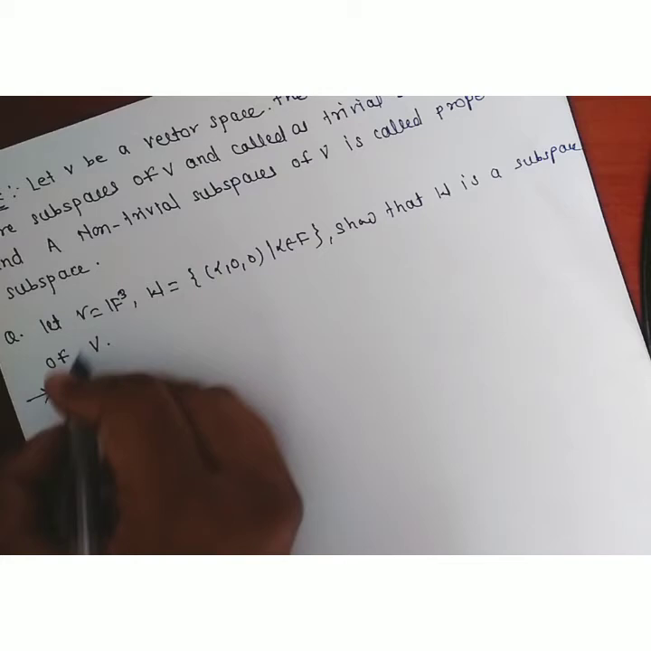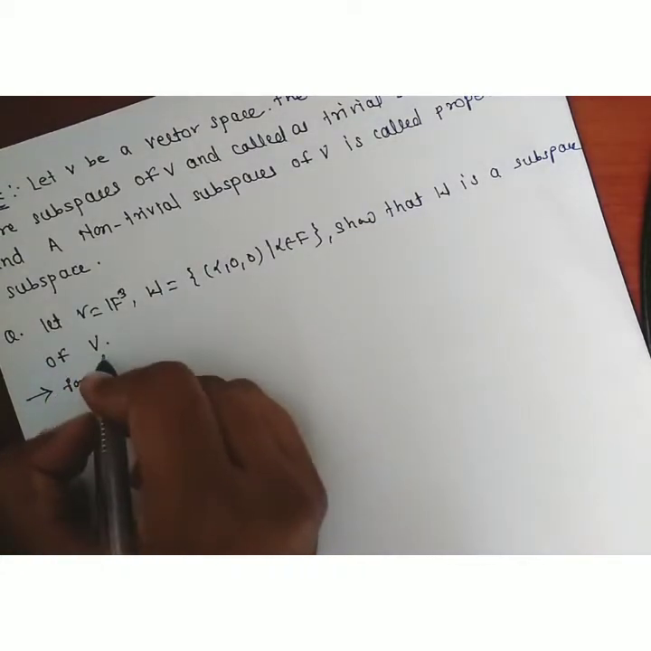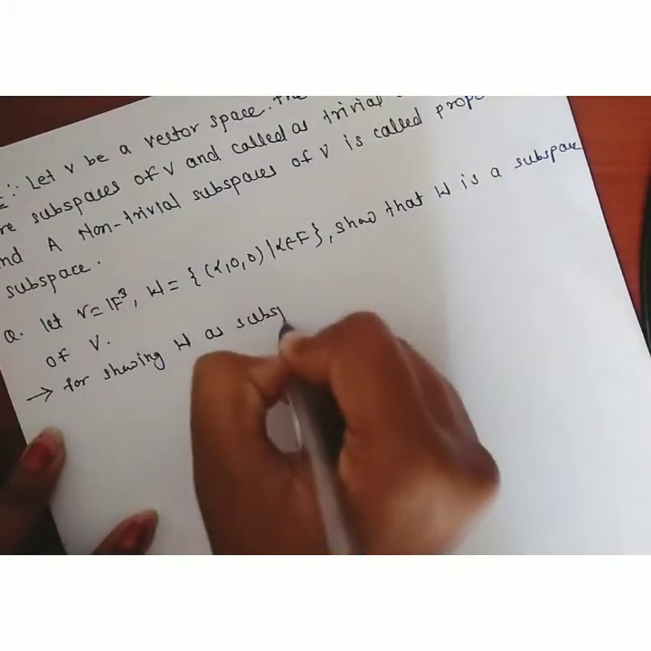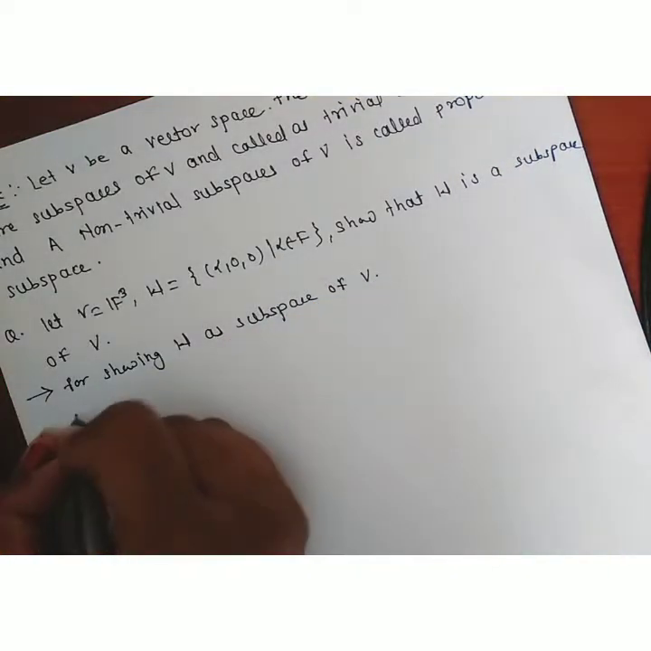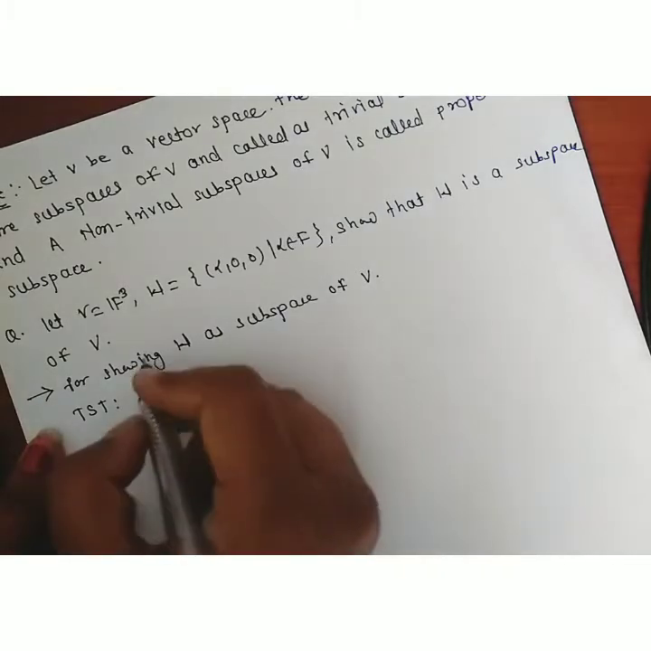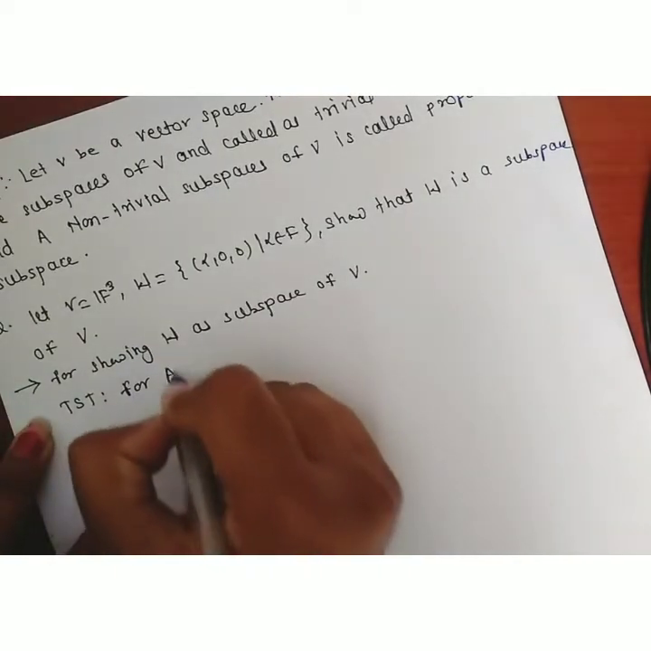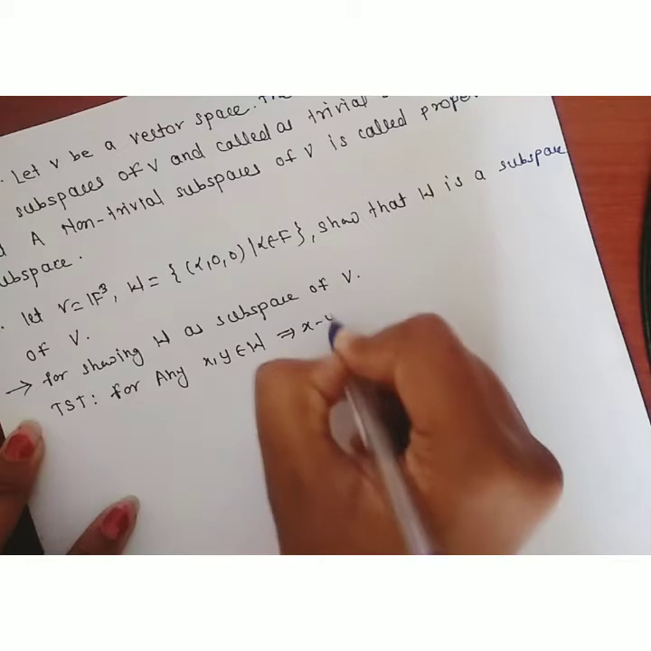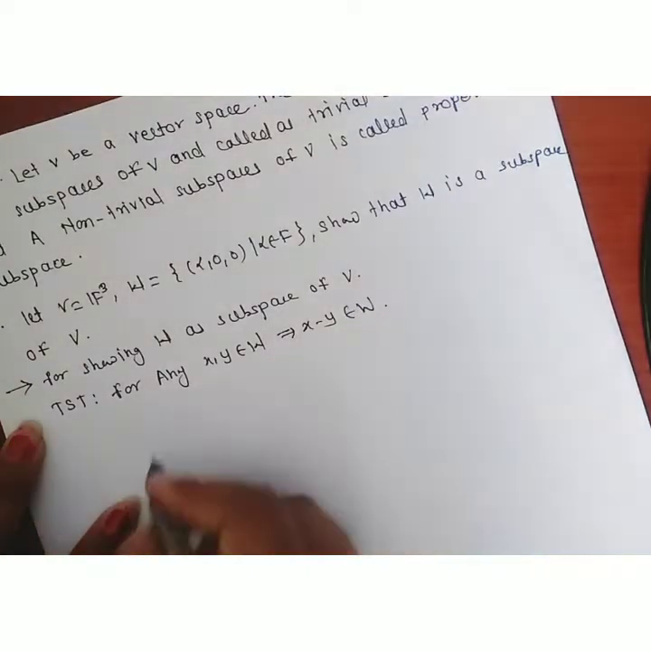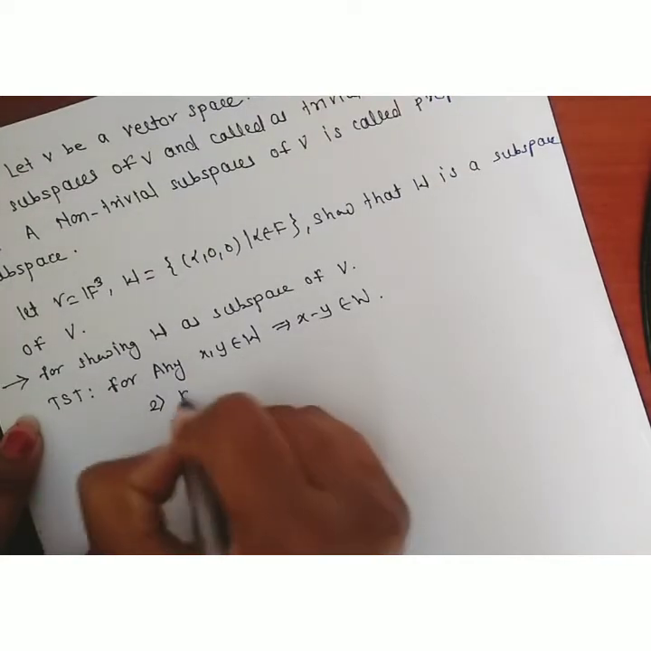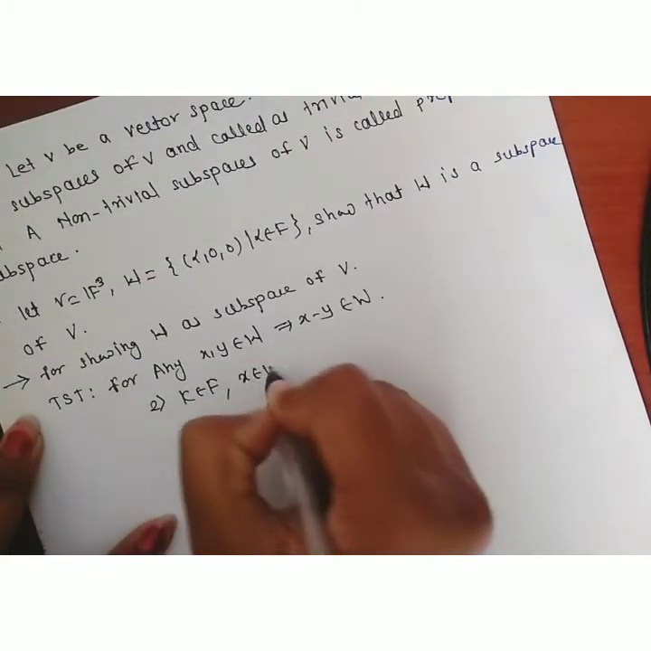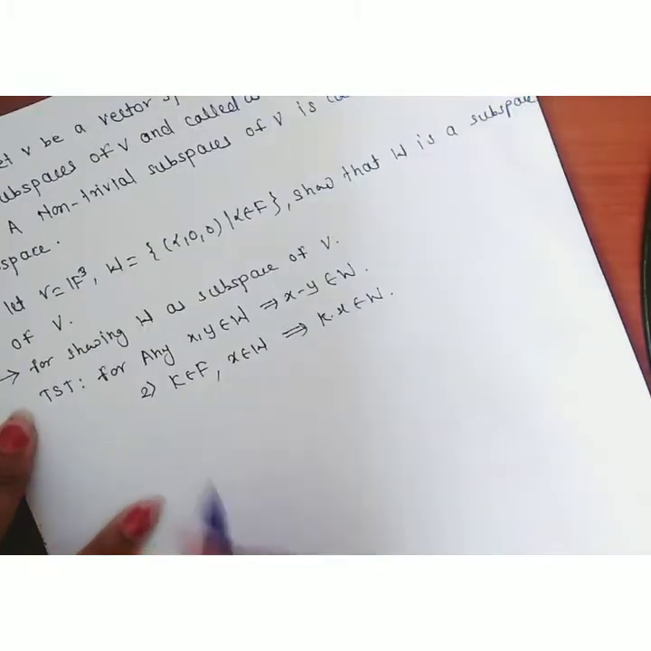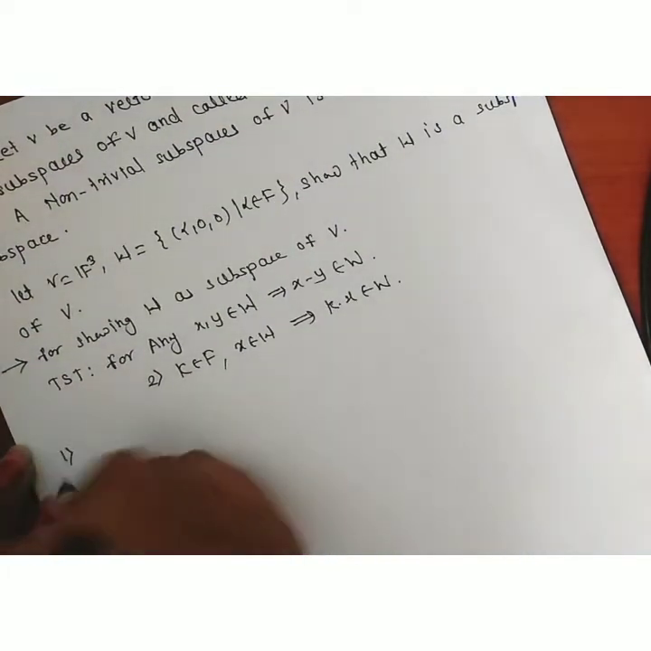For showing W as a subspace of V, we have to show that for any x and y belonging to W, their subtraction x minus y belongs to W. And the second condition: for k belonging to field F and any x belonging to W, their product k times x also belongs to W. We have to show these two conditions. So we go through the first condition.